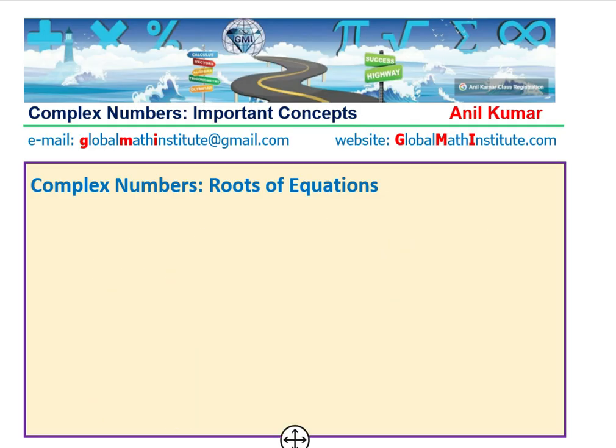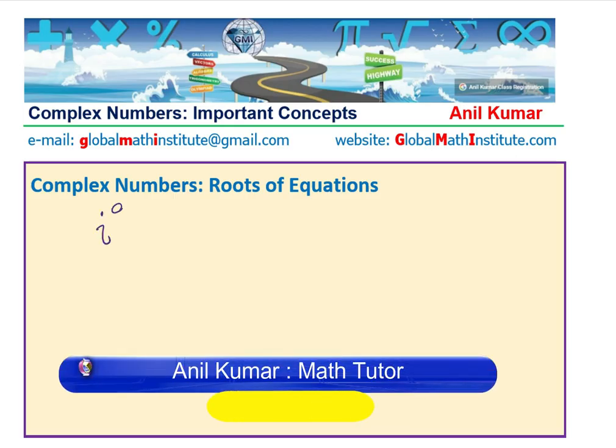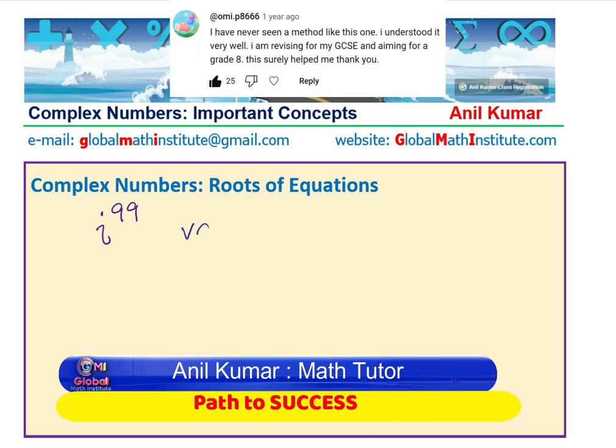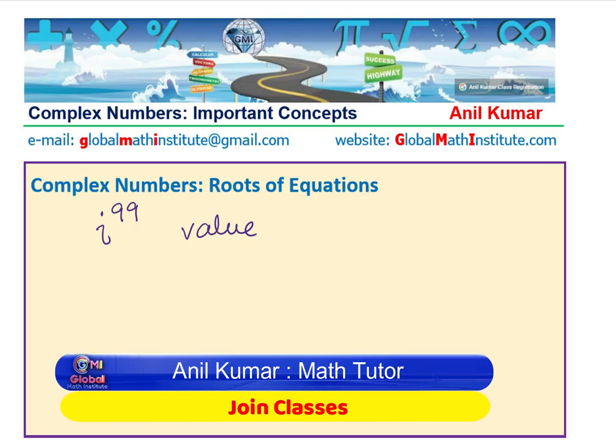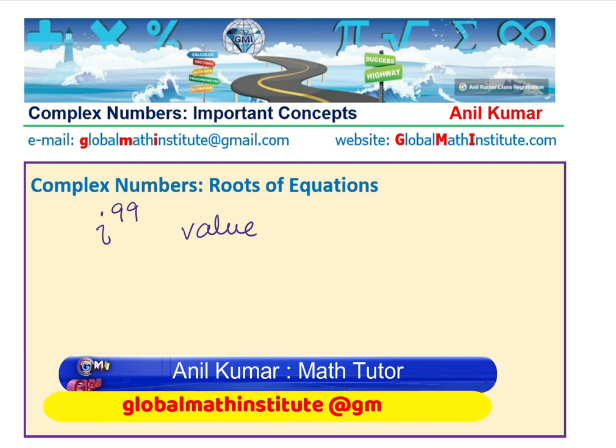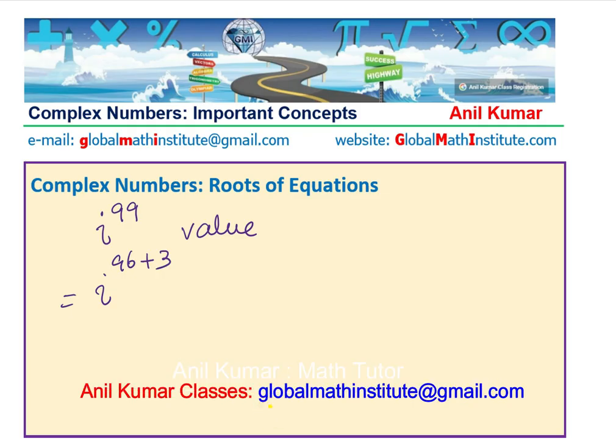Now let's take up one more example which is kind of important, and which is to find the number i to the power of 99, right? So what is the value of this? We have seen that the powers repeat, correct? So if it is 99, in that case I could write this as i to the power of 96 plus 3. Clear? i to the power of 96 is a multiple of 4, correct?